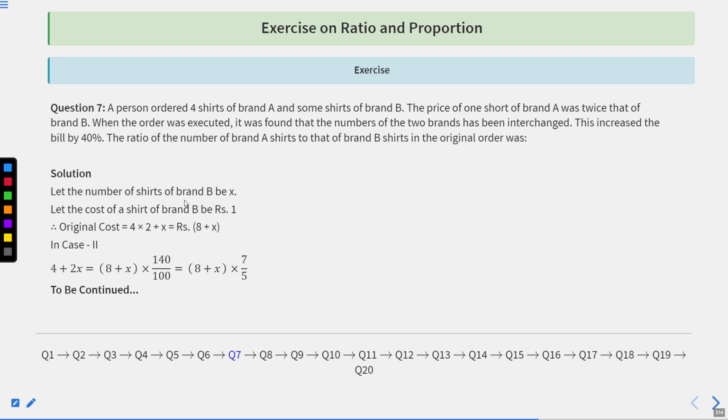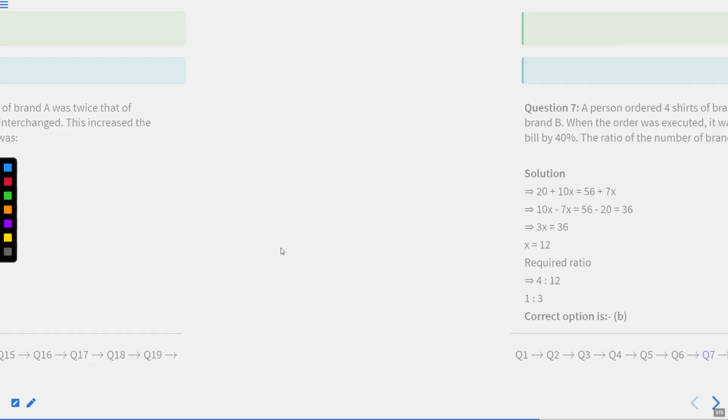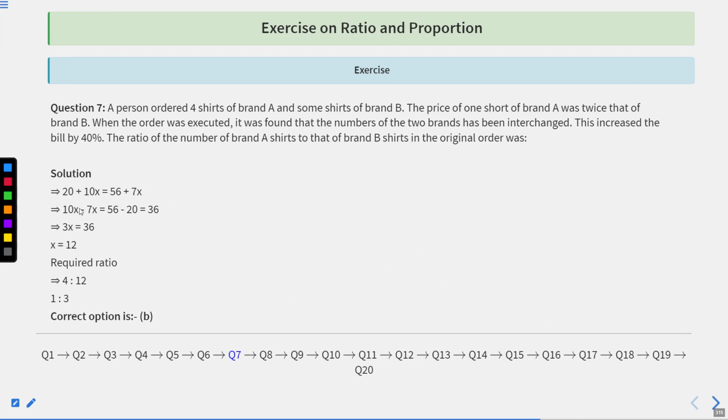Let the number of shirts of brand B be x, and let the cost of a shirt of brand B be ₹1. Therefore, the original cost is equal to 4 times 2 plus x, that is 8 plus x rupees. And in case 2, 4 plus 2x is equal to (8 plus x) times 140 upon 100, that means (8 plus x) times 7 upon 5. So this implies that 20 plus 10x equals 56 plus 7x, and when you simplify this, you get x equal to 12. So the required ratio will be 4:12, which when simplified further will be 1:3. So the correct option here is option B.